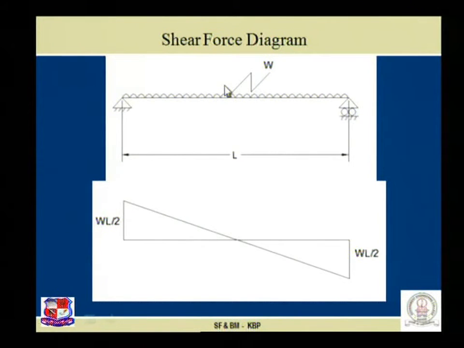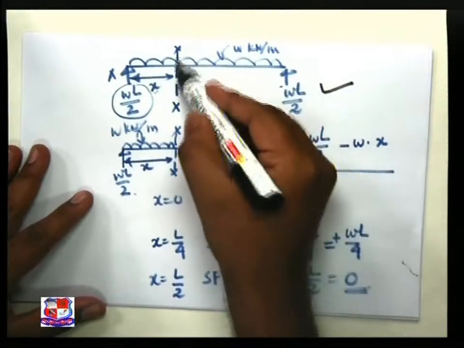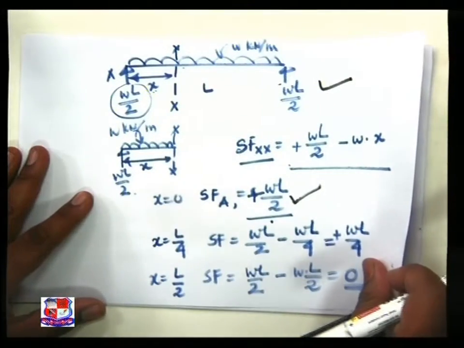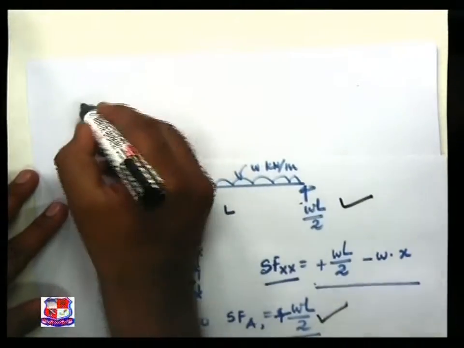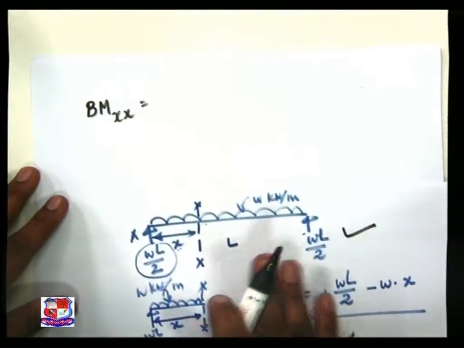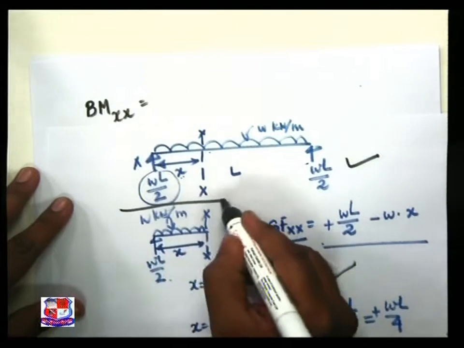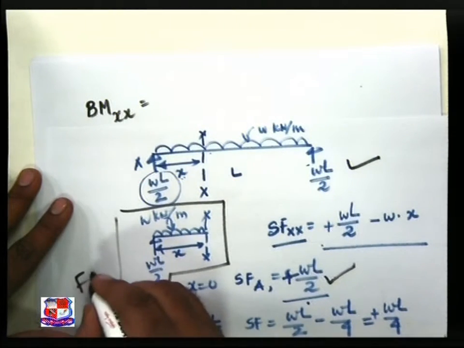Let us plot the bending moment diagram. Here, the beam is with us. We have to take a section XX over here, and let us go for the equation. So bending moment at XX is equal to, let us draw the free body diagram for the same. This is our free body diagram.